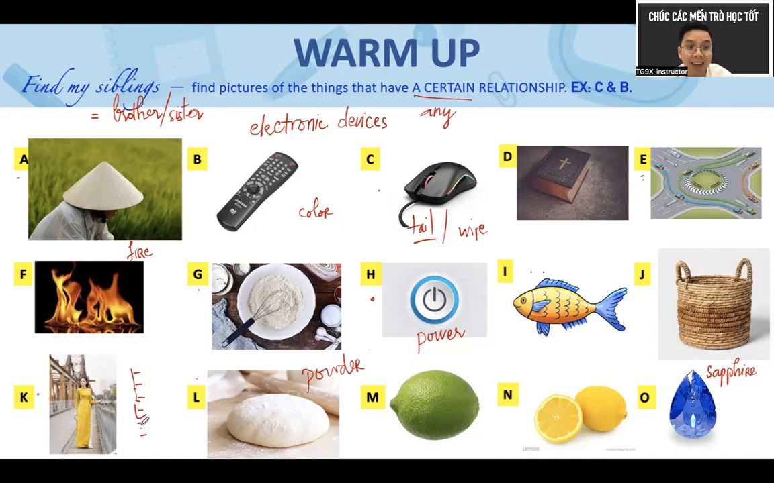Can you? D and J. D here. Yeah, D and J. They are made from wood. Made from wood, because the book and this one are made from wood. I agree with you. Next, please. Material. Material is the relationship. What else?